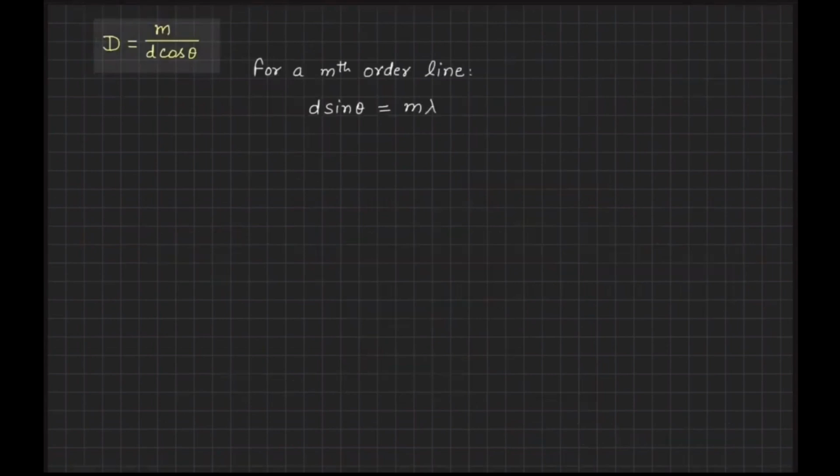Let's derive the dispersion of a grating. For an mth order line, d sin theta is equal to m lambda. Differentiating it, we get d cos theta into d theta is equal to m d lambda. From relations 1 and 2, d theta upon d lambda is equal to m upon d cos theta, or dispersion D comes out to be m upon d cos theta.